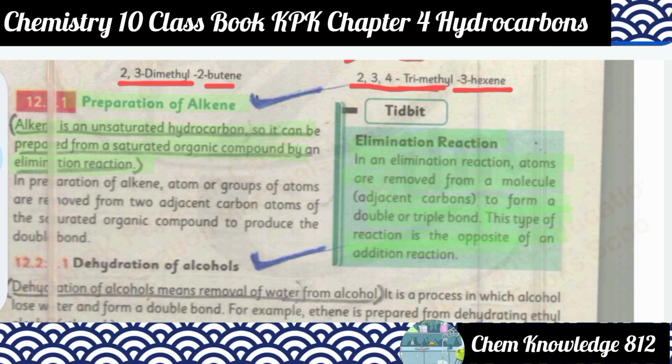In preparation of alkenes, a group of atoms are removed from two adjacent carbon atoms of the saturated organic compounds to produce the double bond.